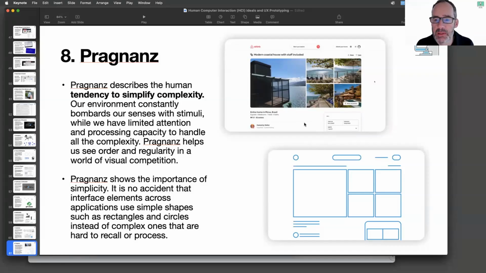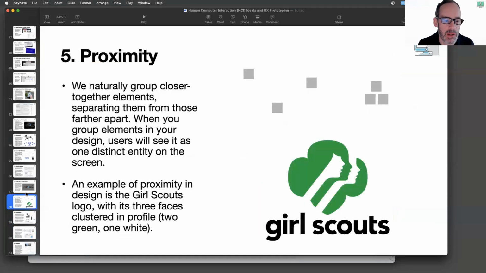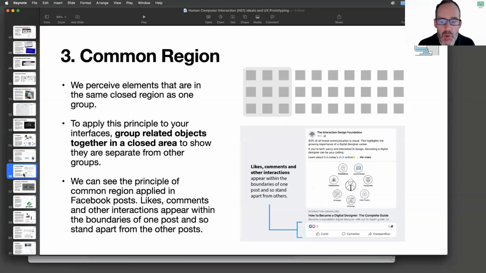So if I built a design and it looked something like this, I could talk about some of this, because I can say, look, this design is built on a simplified grid system, and people naturally have a tendency to simplify complexity. So this gives you lots of stuff to write about. Proximity is also super important in any design where the elements are grouped together.